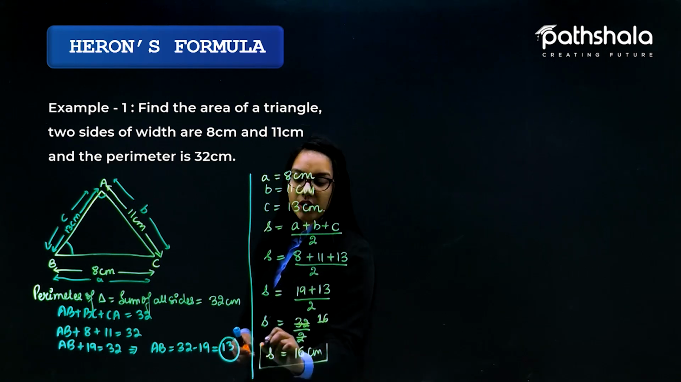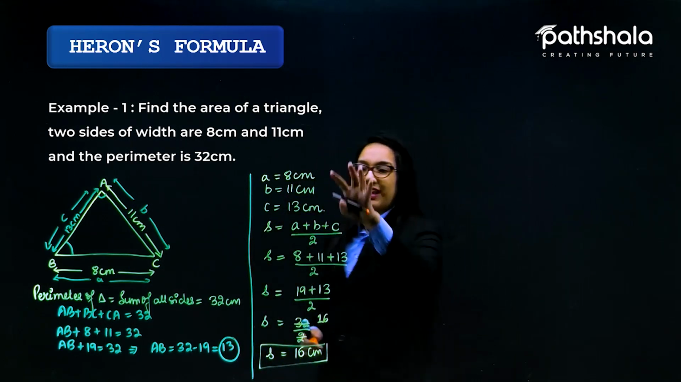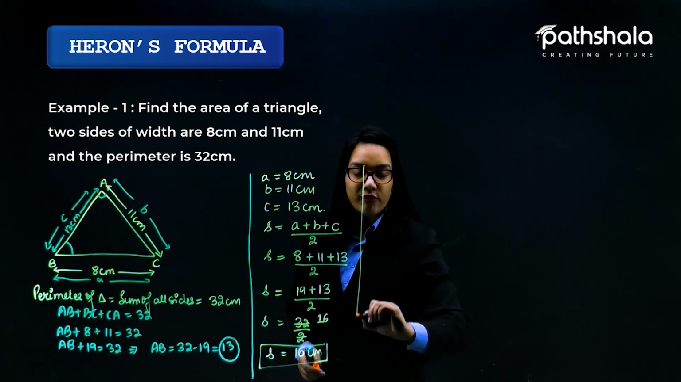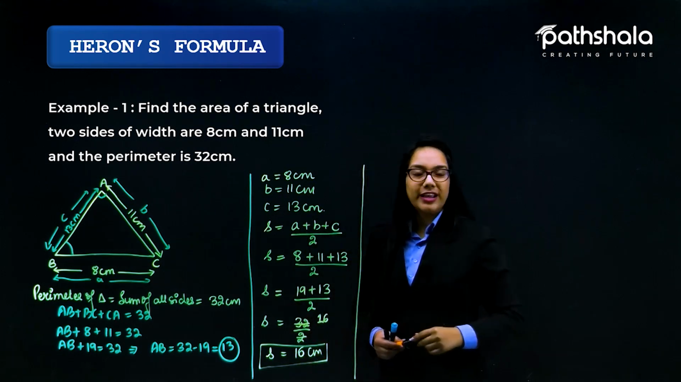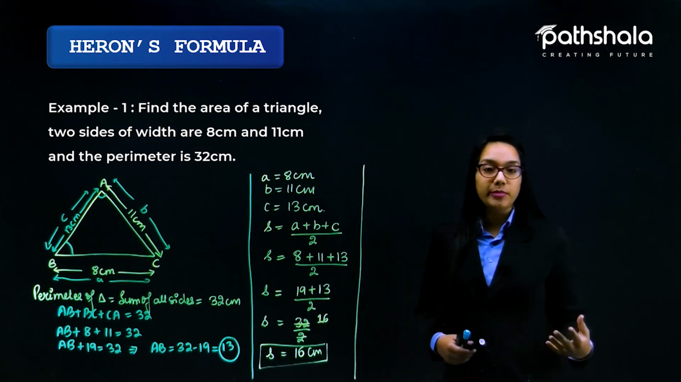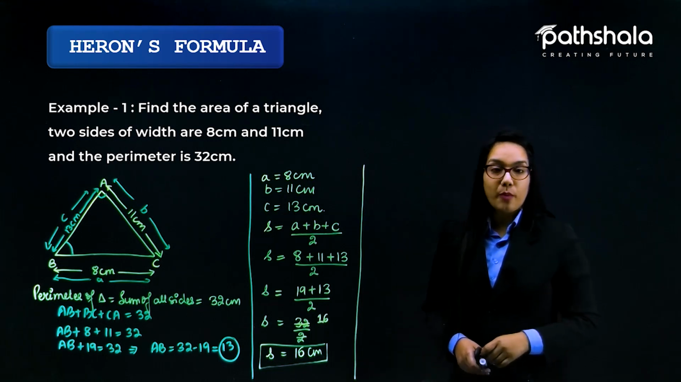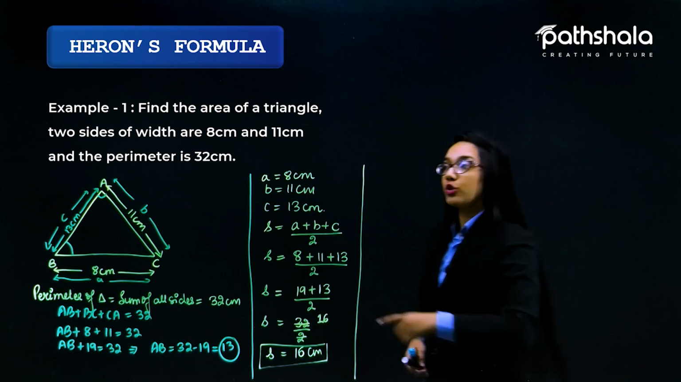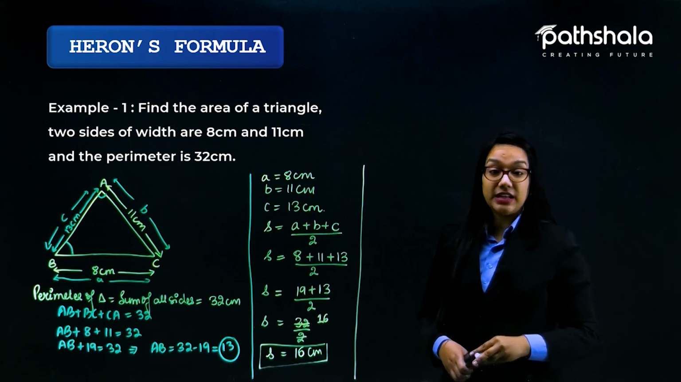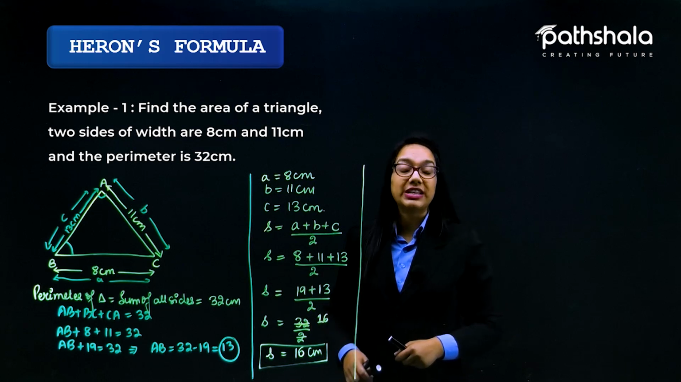Moreover, you can also find the semi-perimeter by taking half of the perimeter. Instead of using the formula S is equal to A plus B plus C by 2, we can find the semi-perimeter by taking half of the perimeter, because the perimeter is already given to us in the question as 32 centimeters. Half of the perimeter is called the semi-perimeter, so half of 32 is 16. Hence the semi-perimeter that we have calculated using this formula is 16 centimeters.